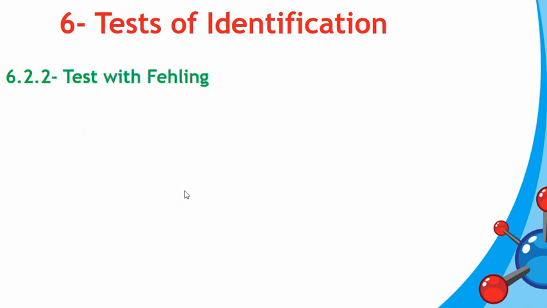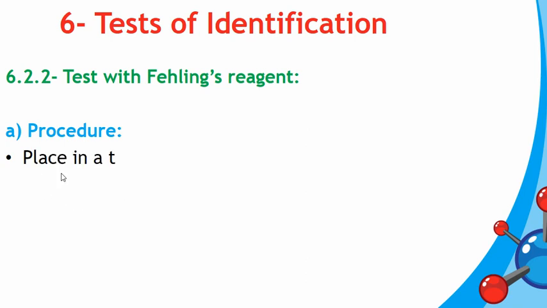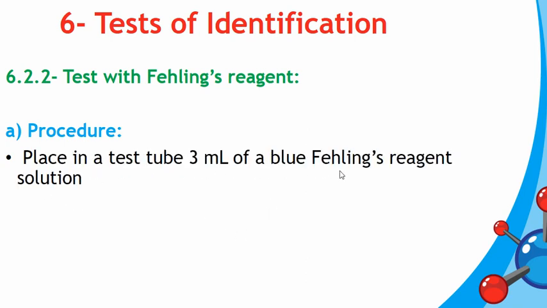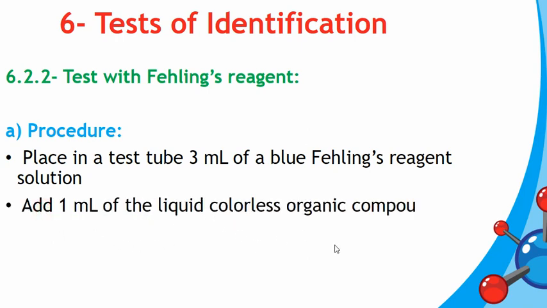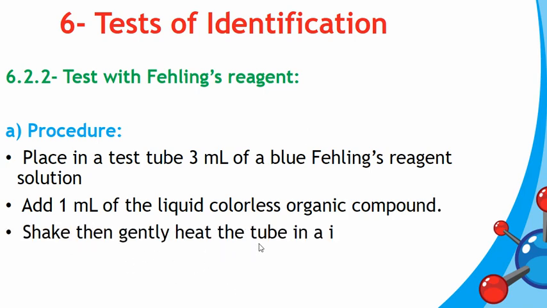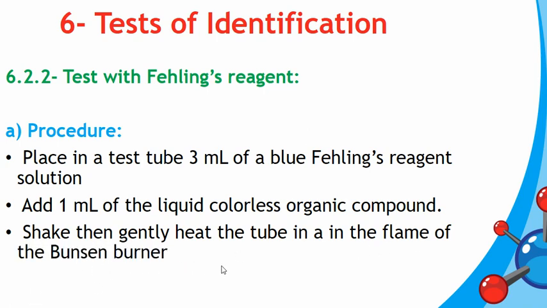Now, the second test is with Fehling reagent. Procedure: place in a test tube 3 ml of blue Fehling reagent solution. Fehling reagent is blue due to the presence of Cu2+ ions. Add 1 ml of the liquid colorless organic compound. Shake, then gently heat the tube in the flame of the Bunsen burner.